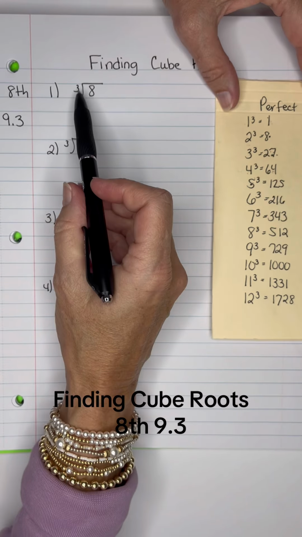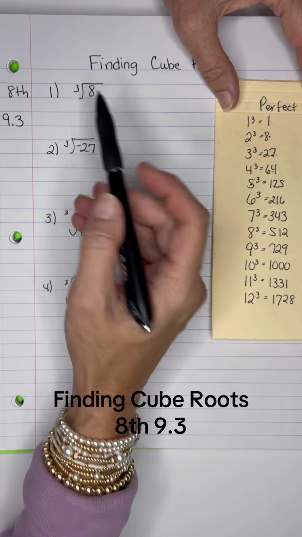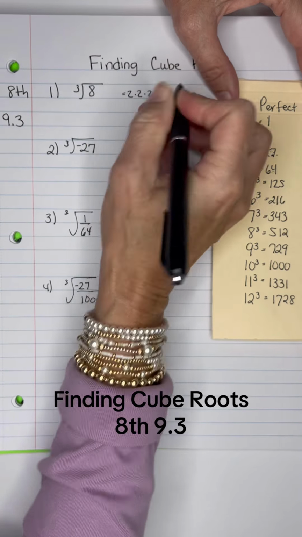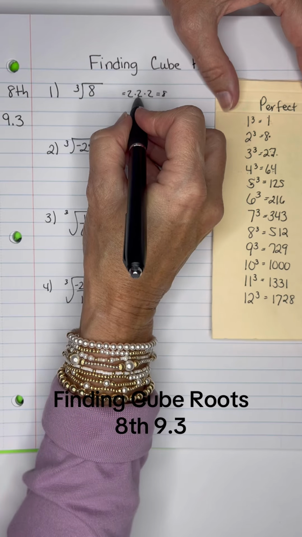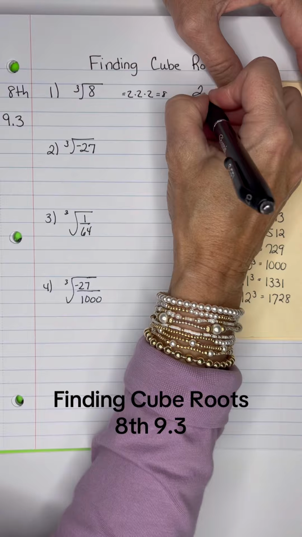So let's look over here. The cube root of 8. What times itself 3 times gives me 8? Well, let's think about this. 2 times 2 times 2 is 8, because 2 times 2 is 4, and 4 times 2 is 8. So the cube root of 8 is 2.